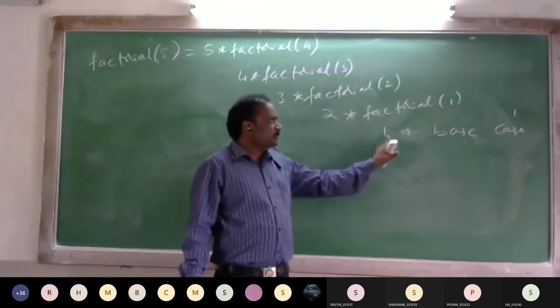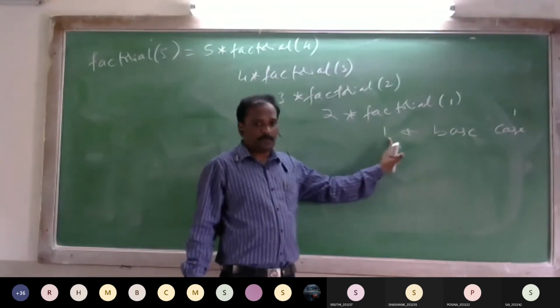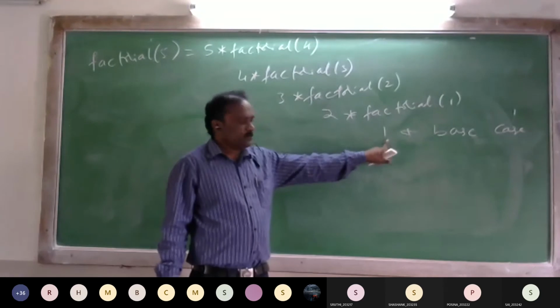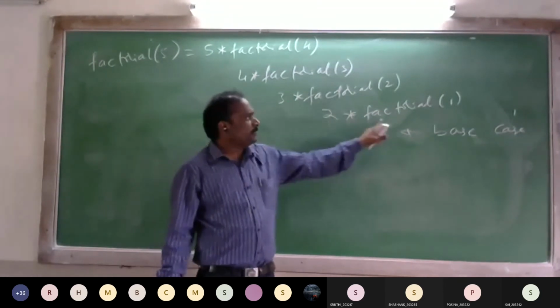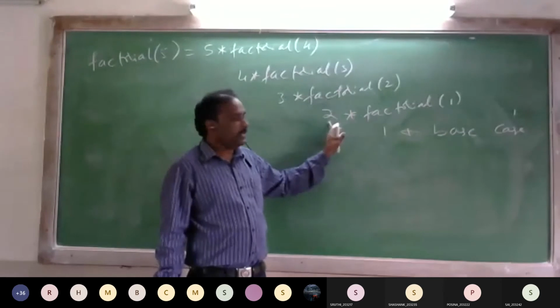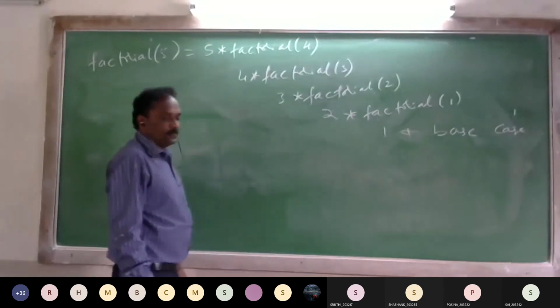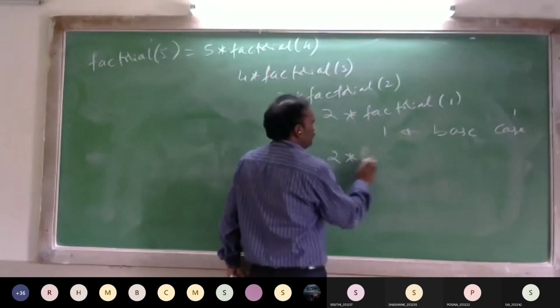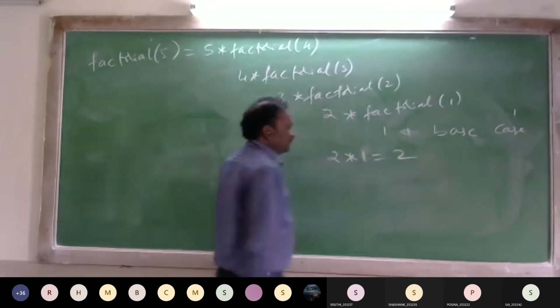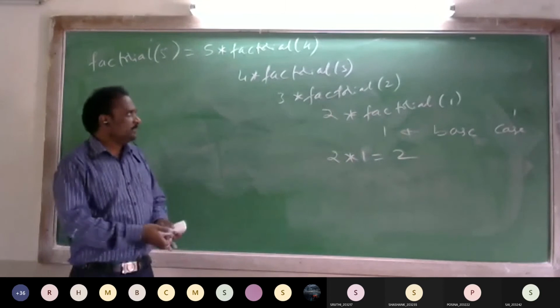Now we have got the solution for the smallest problem. Now we use the smallest solution to solve the bigger problem. What is the next bigger problem? The next bigger problem is 2 factorial. What is 2 factorial? 2 into factorial of 1. So 2 into 1 is 2.